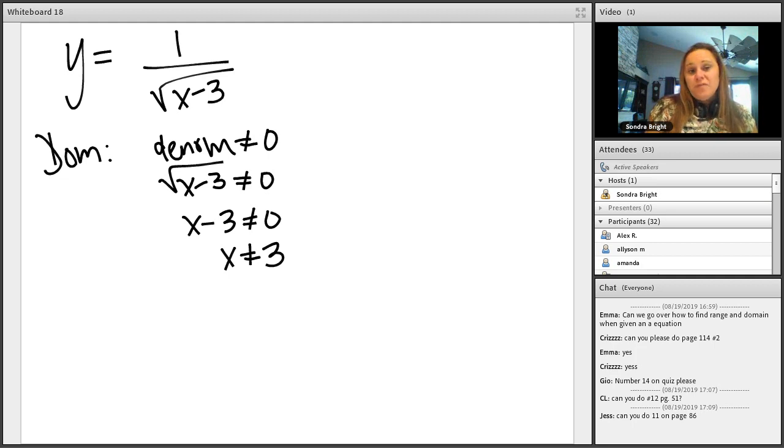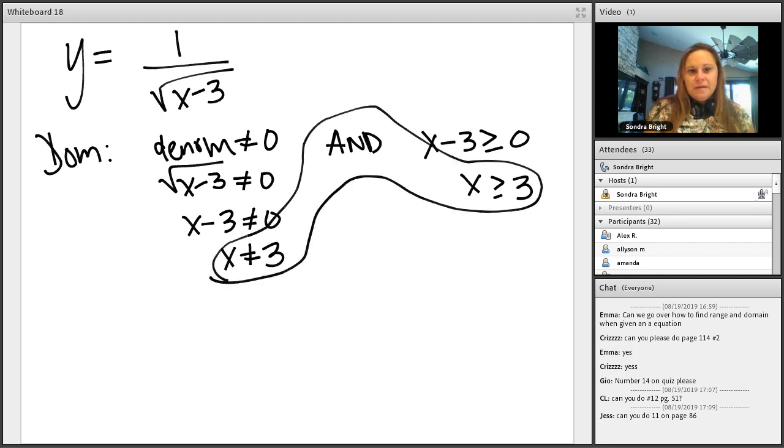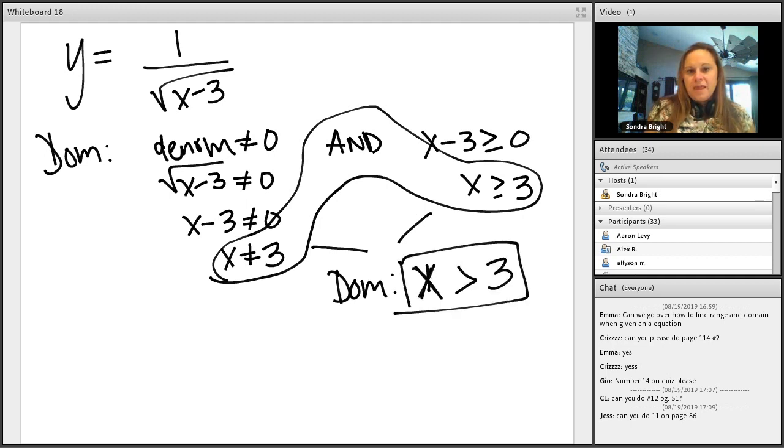And yet you also have a radical. And so you also have that what's underneath the radical must be greater than or equal to 0, which means x can't equal 3, and at the same time, it must be greater than or equal to 3. And so putting both of these together, your domain ends up being that x must be strictly greater than 3.